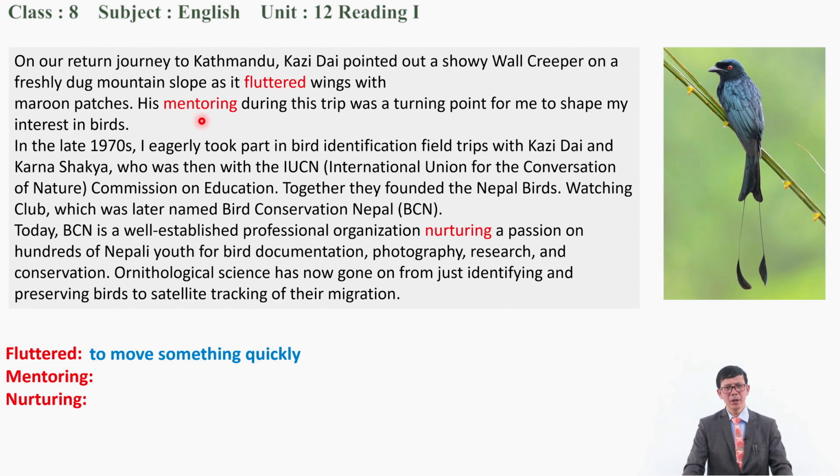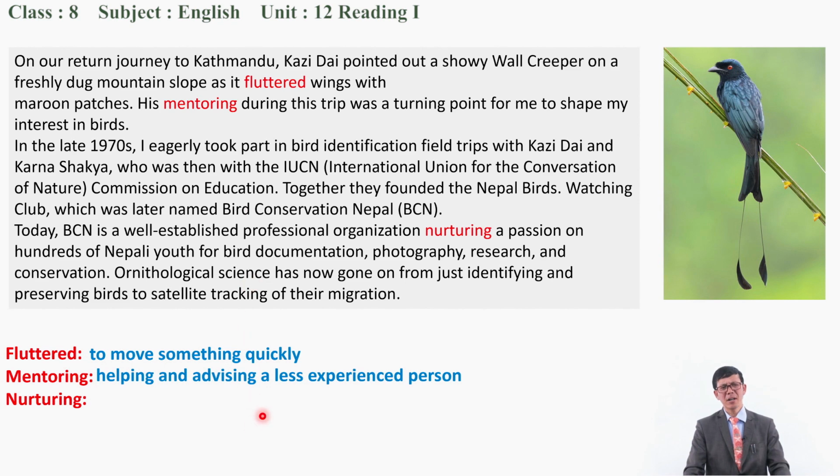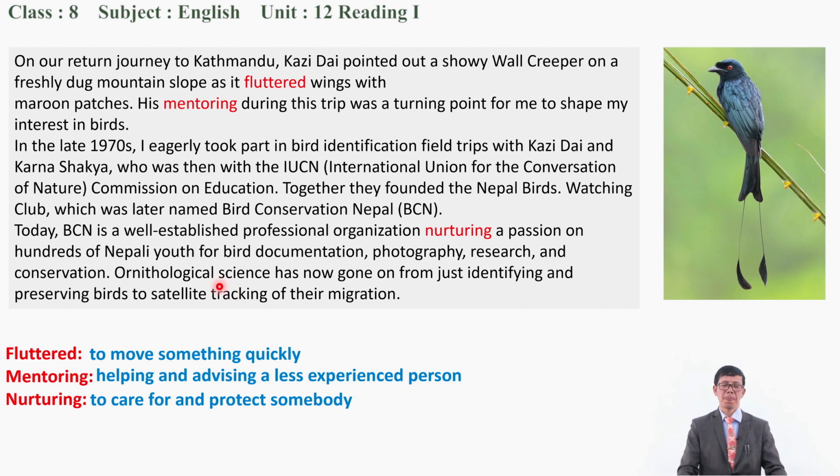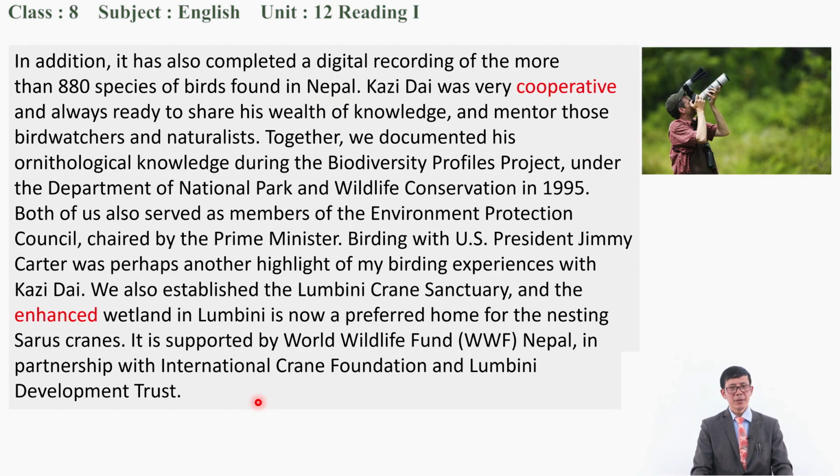Mentoring, here is the word, he's mentoring. Mentoring means helping and advising a less experienced person. Guidance is what we call mentoring. So Kajidai is giving guidance, mentoring about the birds. And another word is nurturing: professional organization nurturing a passion in hundreds of Nepali youths. That means to care for and protect somebody is what we call nurturing, caring. All right, so let us have a look at more explanation.